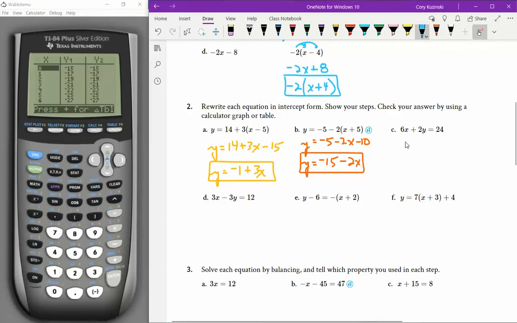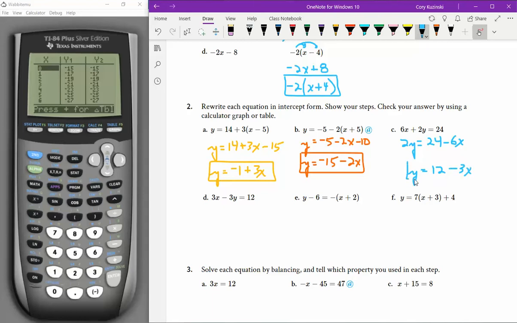Ooh, all right. Let's see, what do we do here? We are going to subtract 6x from both sides. So it would be 24 minus 6x on the right, and then we'll divide everything by 2, and that gives us 12 minus 3x.